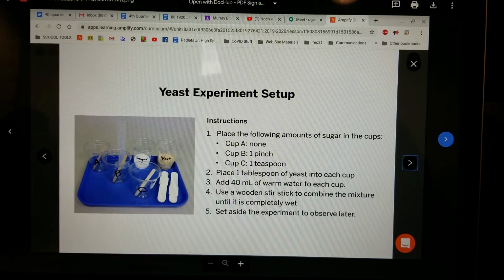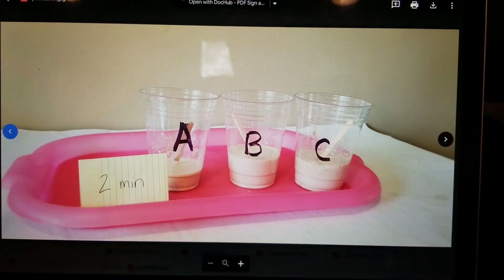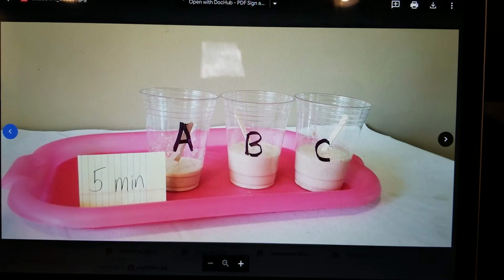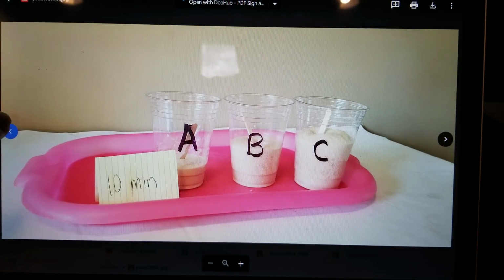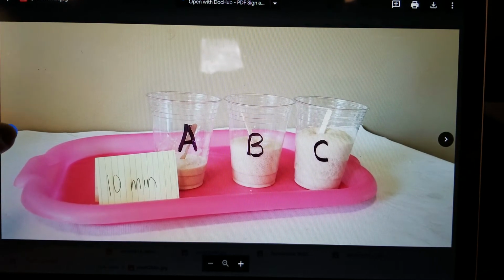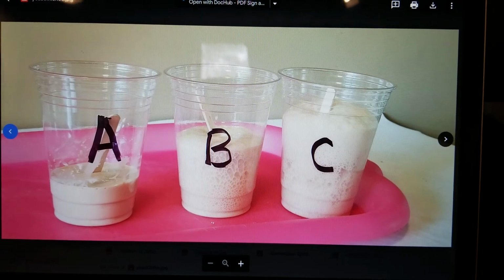And so here is what happened after 2 minutes. Here's our results after 5 minutes. And here's our results after 10 minutes. This is a little close-up of the final results.